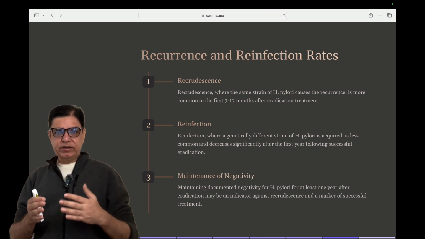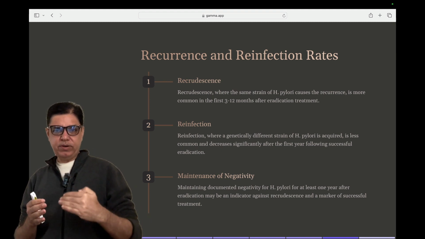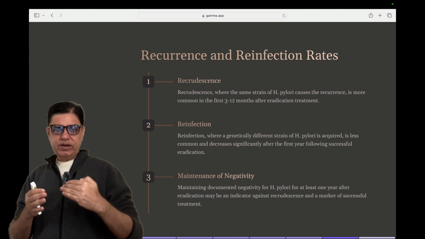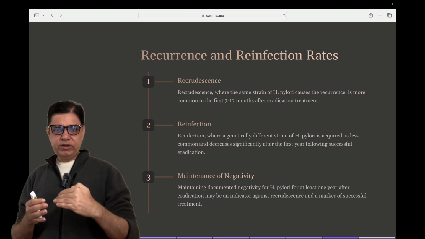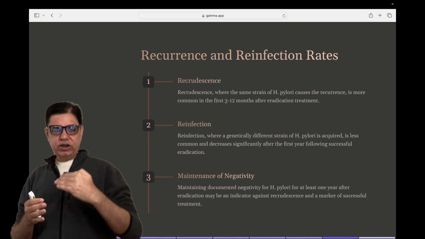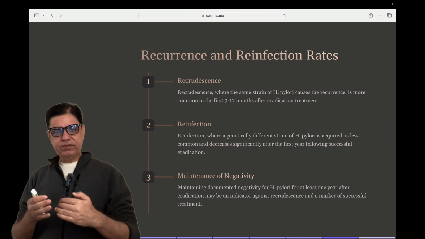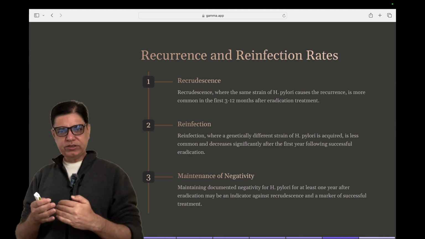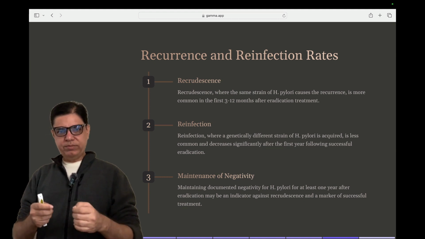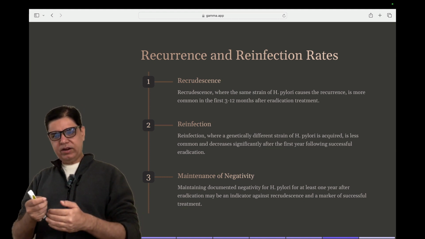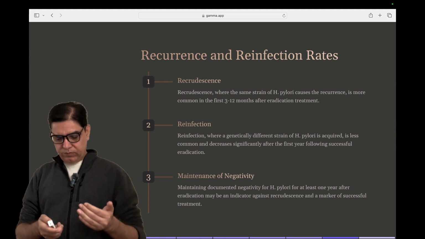And it's very important that once you have treated or successfully eradicated H. pylori, you have to maintain negativity for at least 1 year. It's very important that for 1 year the child should be negative for H. pylori, in the form of a negative urea breath test and negative stool antigens, which is taken as a marker for successful treatment. Because in between, if they become positive again, it simply means that the treatment has failed.